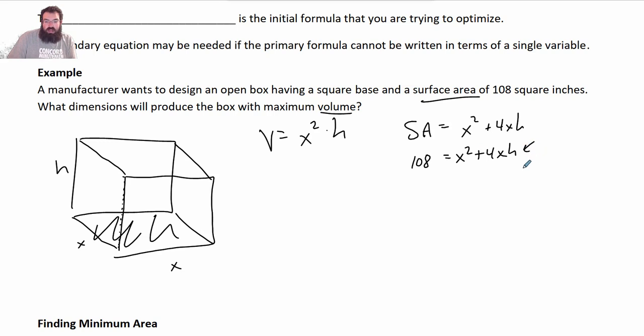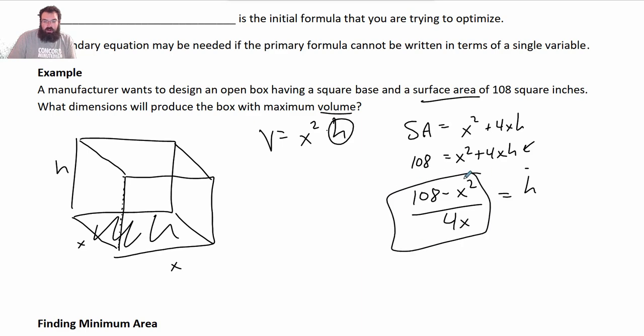And I want to solve for H, because once I solve for H, I'm able to plug that into the volume formula, and then everything is in terms of X, and then I can go ahead and solve it. So I get 108 minus X squared, over 4X, is equal to H.